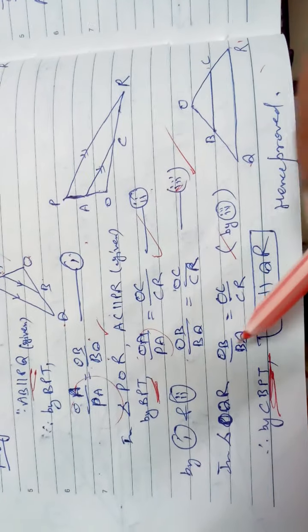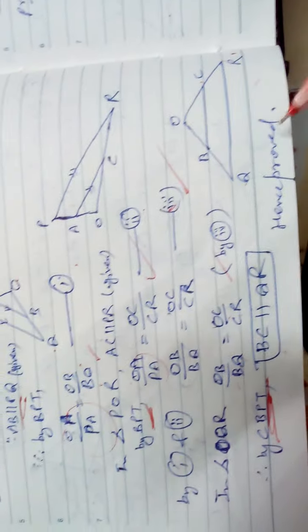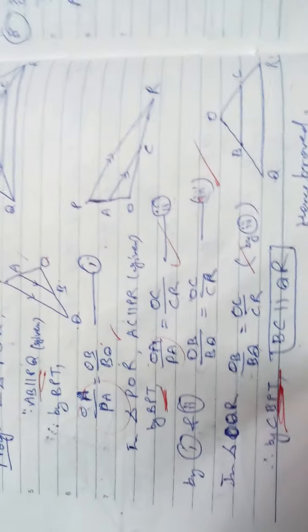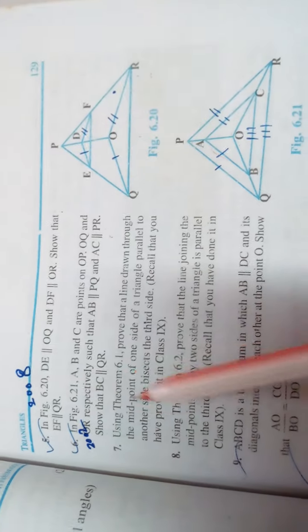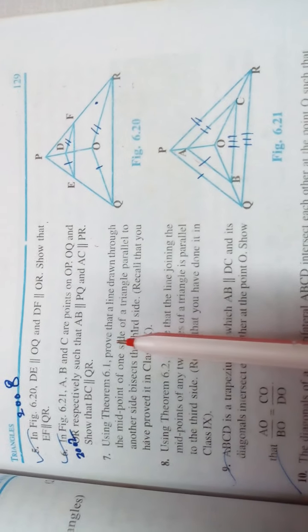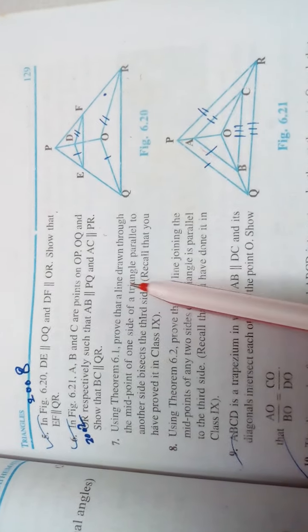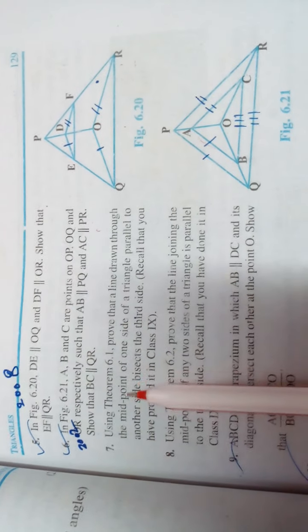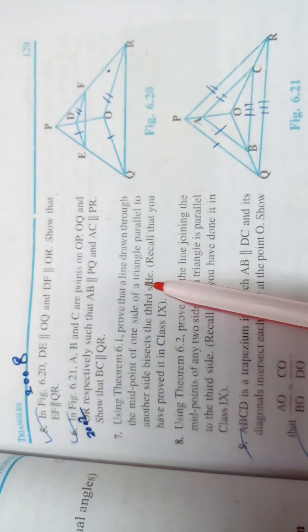When a line divides two sides proportionally, it is the converse. If it is proportionally divided, then the line will be parallel to the third side. So this statement you must learn. Question number 7. In class 9th we know the converse of the midpoint theorem. Line drawn from midpoint of one side parallel to the second side bisects the third side. In the 9th you have drawn many constructions and then proof.